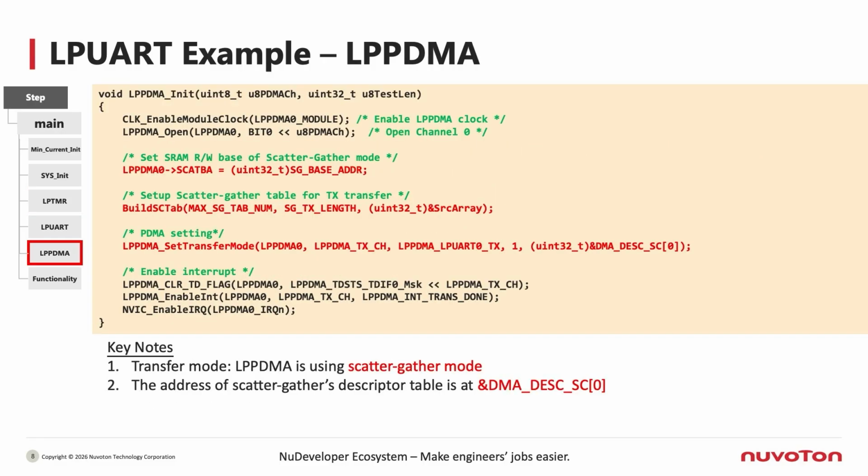Next, let's move on to the low power PDMA configuration. In this example, we configure low power PDMA to operate in scatter-gather mode.